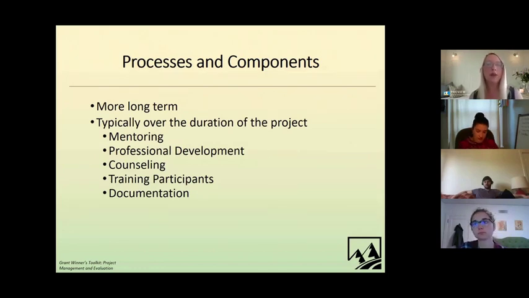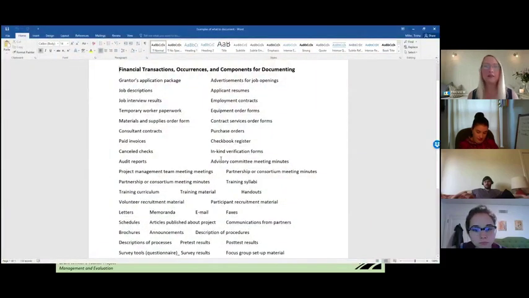So in your handouts, you actually have a list of various financial transactions, occurrences, and components that have to be documented. And it's called Examples of What to Document. I think it looks like this. That's a lot. There's a lot of things right there, right? So this is the whole thing. This is financial transactions, occurrences, and components. Notice it looks like a jumbled mess. I did that on purpose, okay?